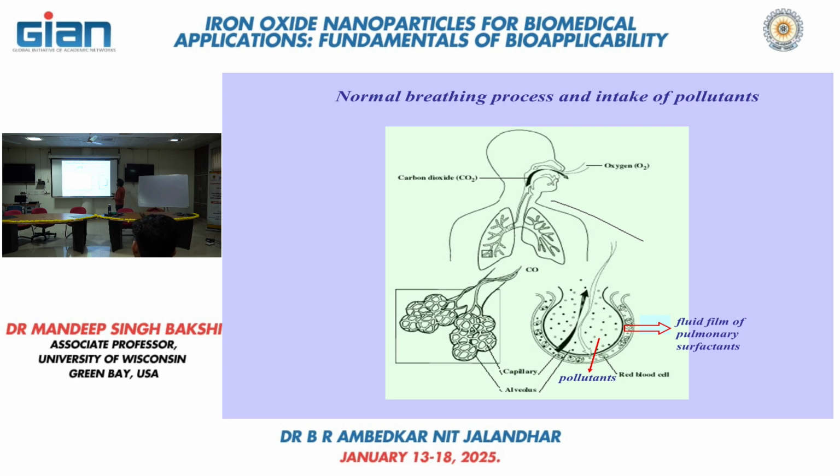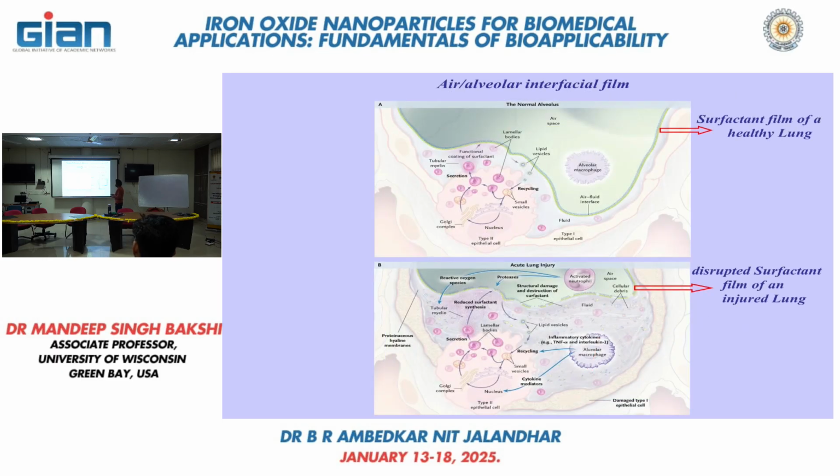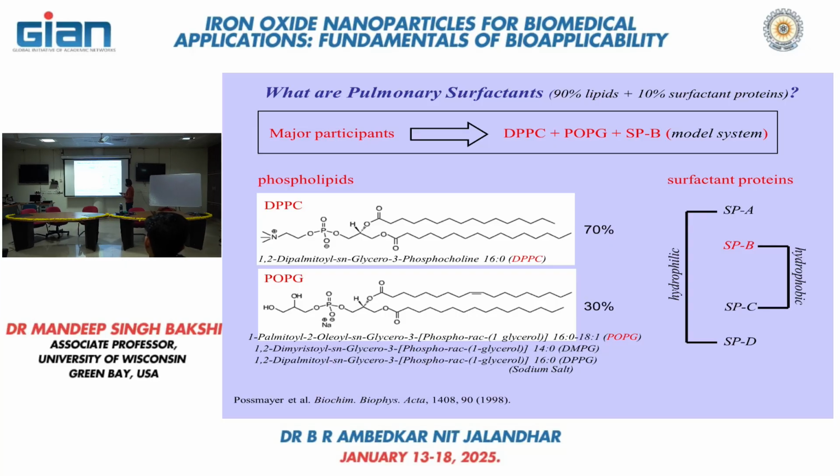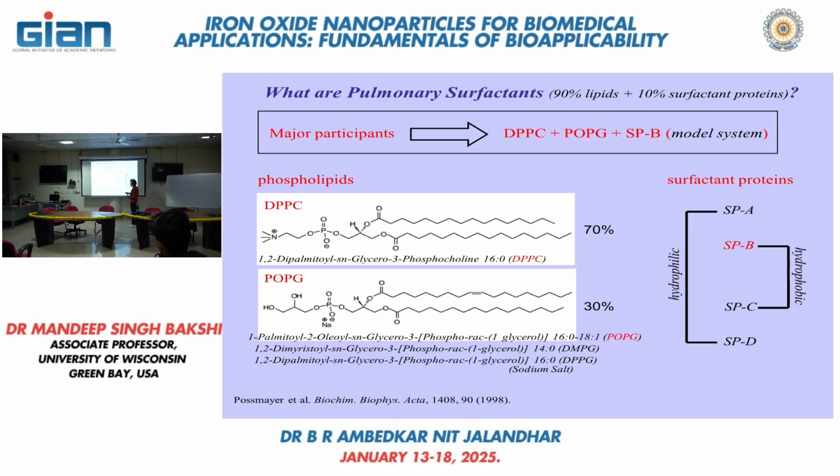Last time we were told that the pulmonary surfactants which help us in the breathing processes are mainly made up of lipid molecules, DPPC 70% and POPG 30%. So these are the molecular structures. You could see that this one is particularly the zwitterionic molecule with a double hydrocarbon chain, and in this case POPG is the sodium salt, and it is the anionic molecule because there is a negative charge on the phosphate, and there is one unsaturation in the hydrocarbon chain.